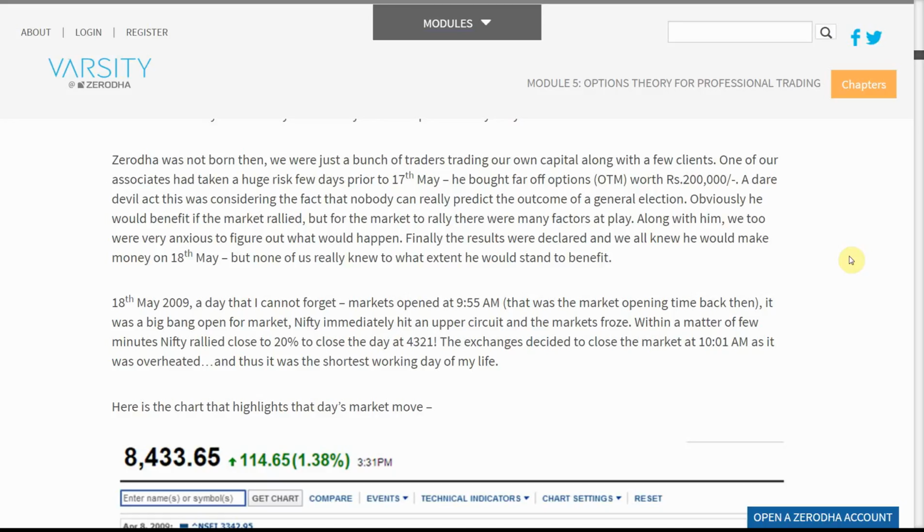The 18th of May 2009. A day that I cannot forget. Markets opened at 9:55 a.m. That was the market opening time back then. It was a big bang open for the market. Nifty immediately hit an upper circuit and the markets froze. Within a matter of a few minutes, Nifty rallied close to 20% to close the day at 4,321.